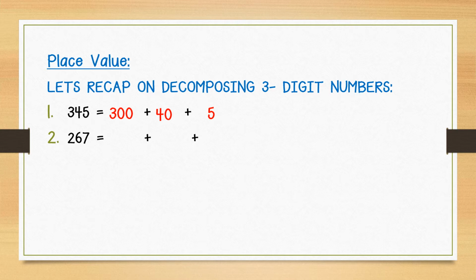Number 2, 267. Let's break that number up. 200 plus 60 plus 7. Number 3, 489. 400 plus 80 plus 9. So we can see that our hundreds column, our tens column, and our units column, which is a single digit.